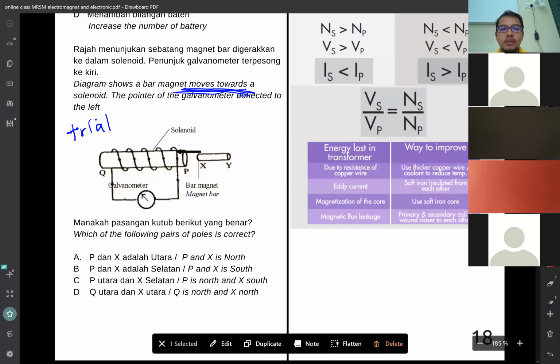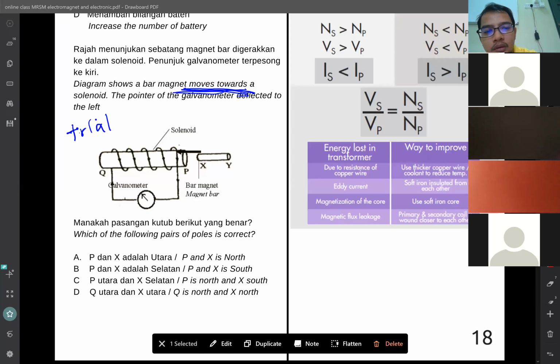Okay. If you find the pole in the solenoid, you need to use a right hand grip. For this question, first use your right hand grip rule. Based on the right hand grip rule, your thumb shows the current flow from the back to the front, which is towards me. So the thumb is showing to the right. Right is north. So P is north.